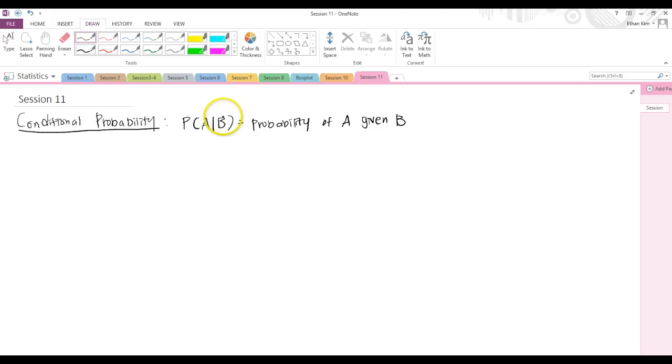Okay, so it might not be really clear, so before we illustrate this, we are going to write down the formula here. This is as follows: the probability of A and B happening over the probability of B. Okay, so let's look at a simple example. Say that we roll the die.